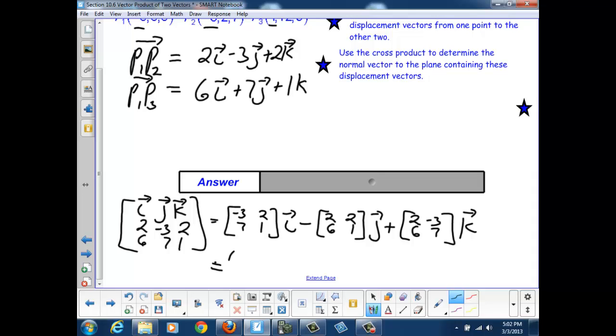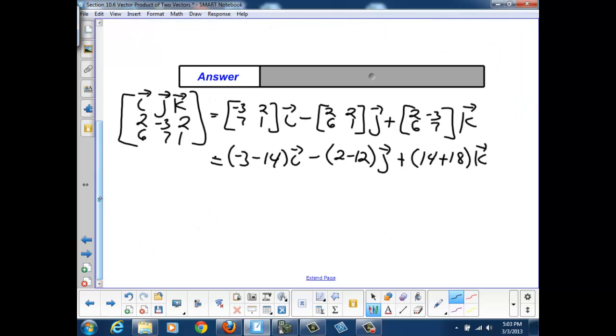So -3 times 1 minus 2 times 7, i. And then again, the difference of my diagonals: 2 minus 12, 2 times 6. And for my k, it will be 2 times 7, or 14, minus a -18. So plus 18 here. So that becomes -3 minus 14 is -17i. Minus 2 minus 12. So 2 minus 12 is -10. Minus that is a +10, j. And then 14 plus 18 is 32k.